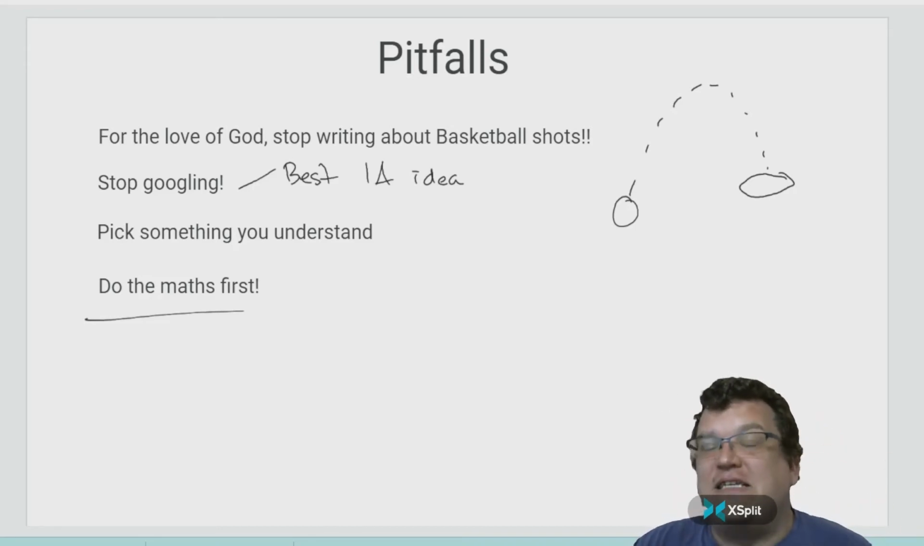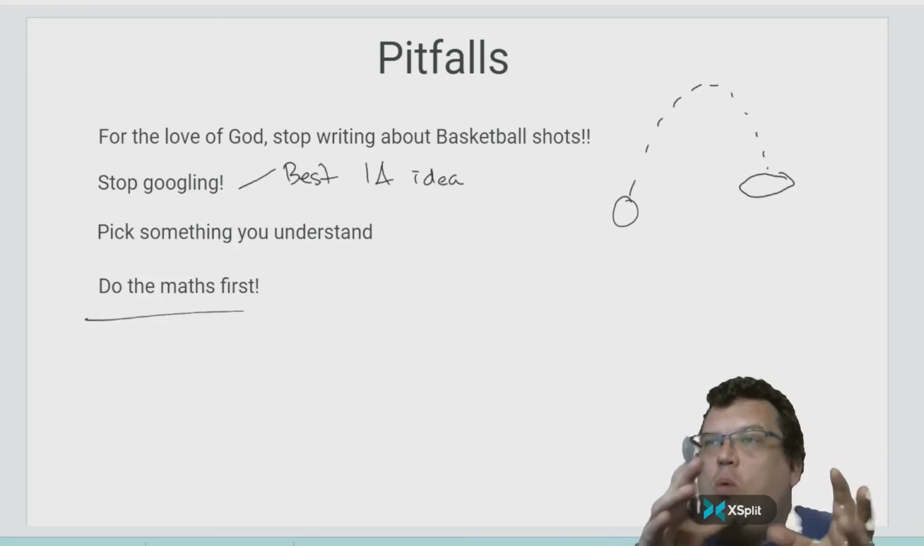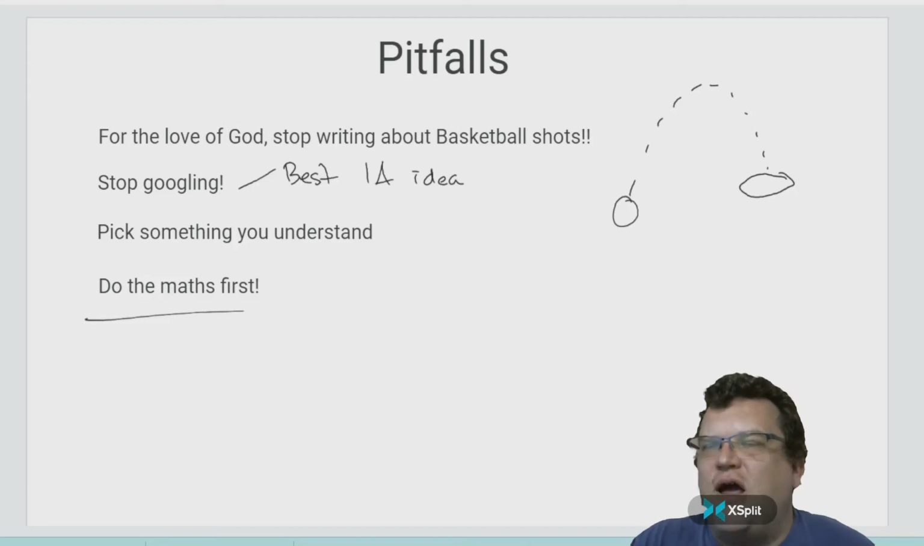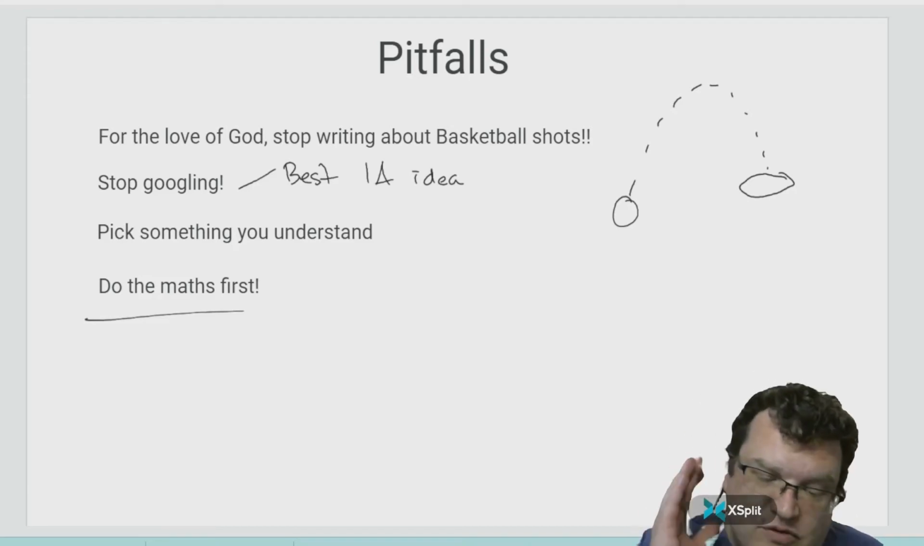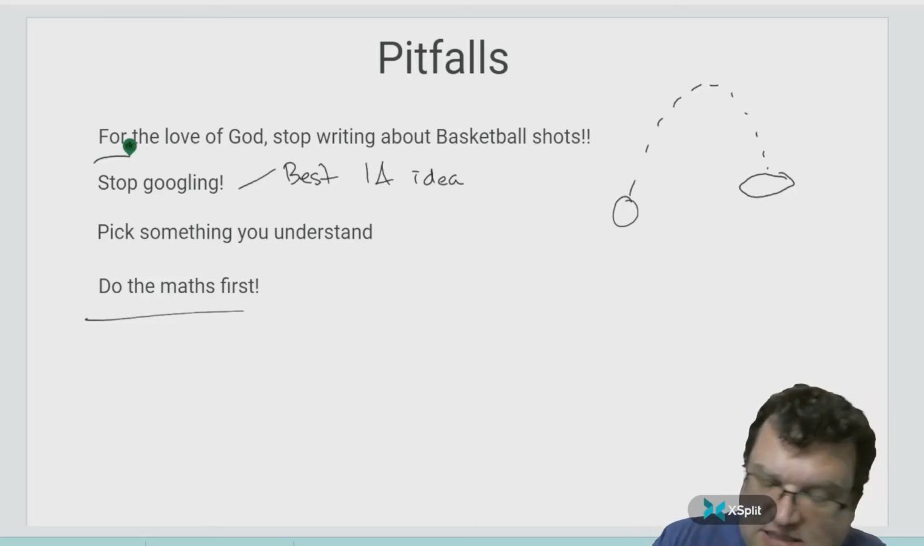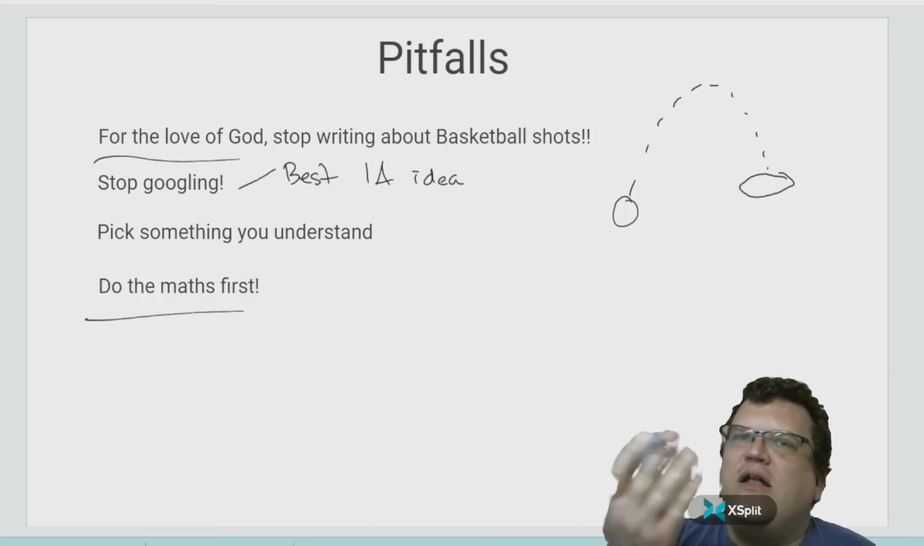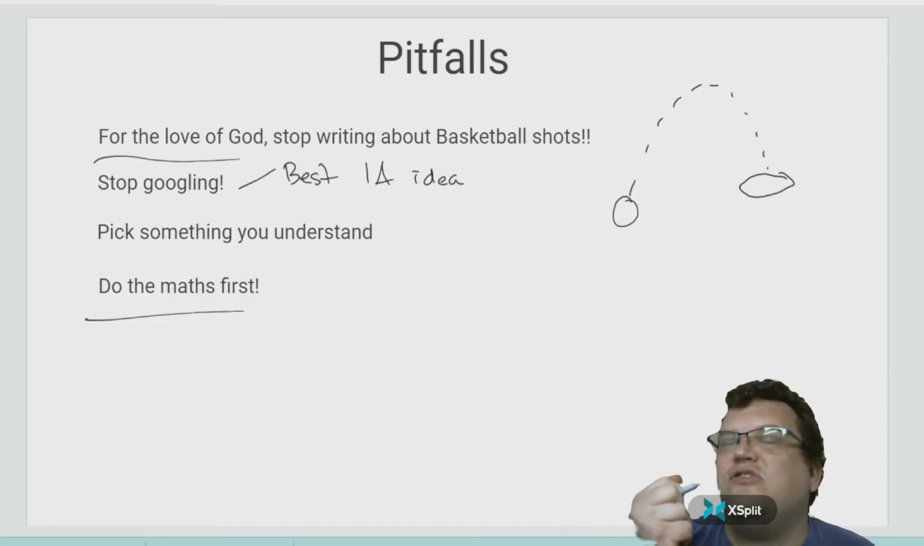Play around with it, see if the maths works. Once you've got the maths working, then go and write your introduction and your rationale and all that stuff, right? But play around with the maths first. So avoid those common subjects, right? Basketball shots, correlation between GDP and life expectancy. These are just really expected common problems.